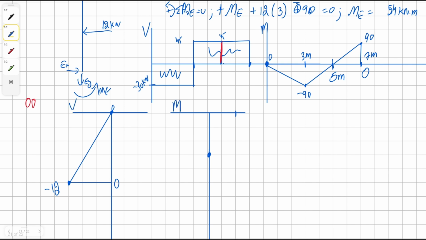Now for our moment diagram, we begin at 90 because of the moment D. And then we have this negative area, which is going to be 12 times 3, which is 36. So at the 6 meter mark, we're going to have a second order curve concaving downward, and then our moment of 54 will bump it back down.